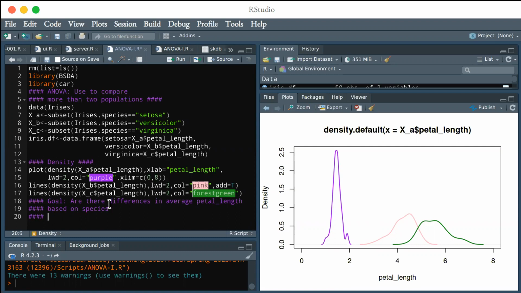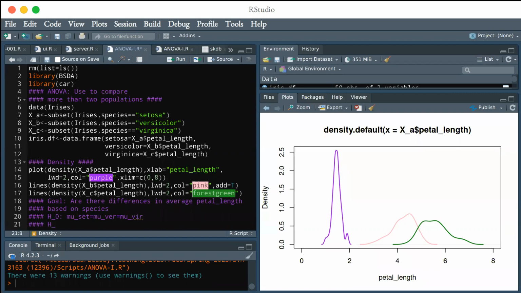What is the ANOVA null? No difference in the mean. So mu for Setosa is equal to mu for versicolor, which is equal to mu for virginica. What is the alternative? At least one of the means are different.